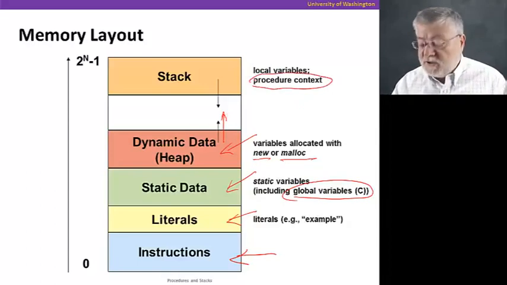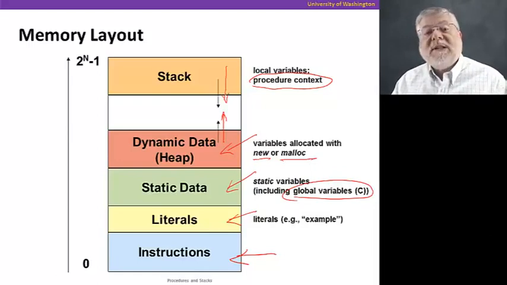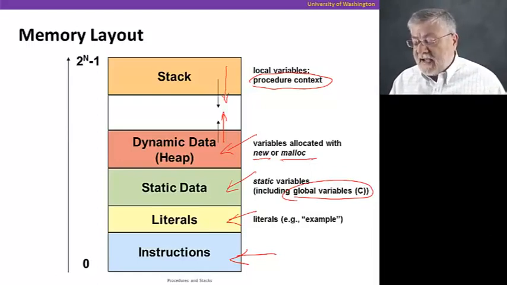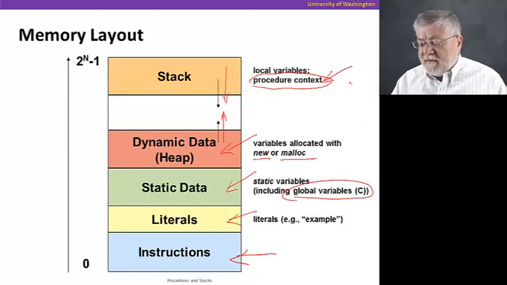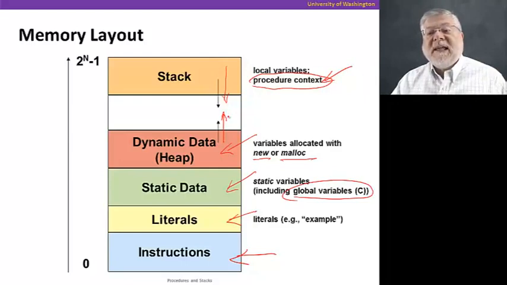The stack is yet another area of memory where we're going to store this procedure context as we do these procedure calls, and it's going to start at the high end of memory and grow down in the other direction. And we'll see in a second what's going to be in that stack, what we mean by procedure context. For now, the important thing to see is that, in fact, the stack grows down, the dynamic data grows up in addresses, and these two could meet, and that would be a really bad thing.